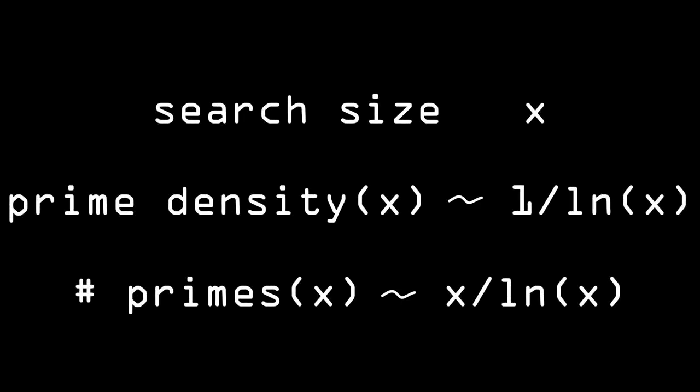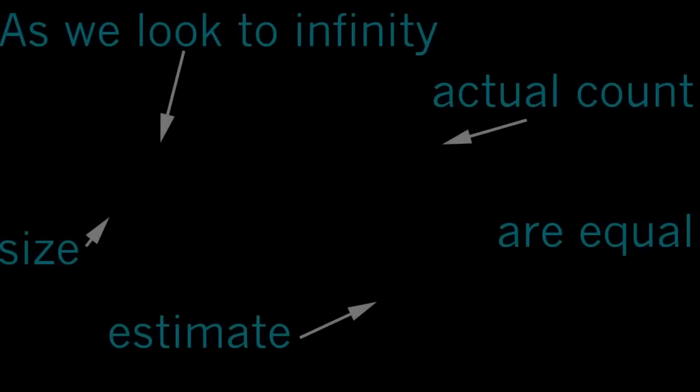So to recap, given a search size up to some integer x, the prime density is about 1 divided by ln x, and the number of primes is about x divided by ln x. This is the prime number theorem.